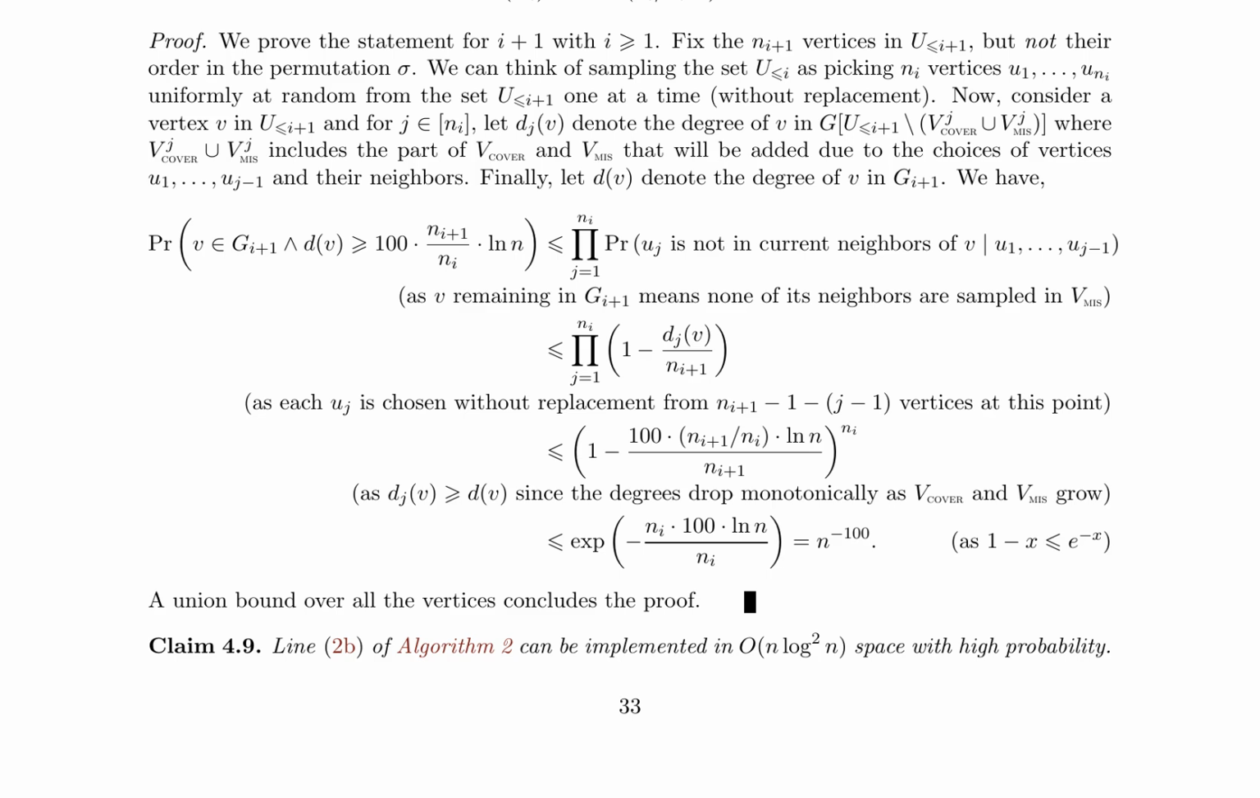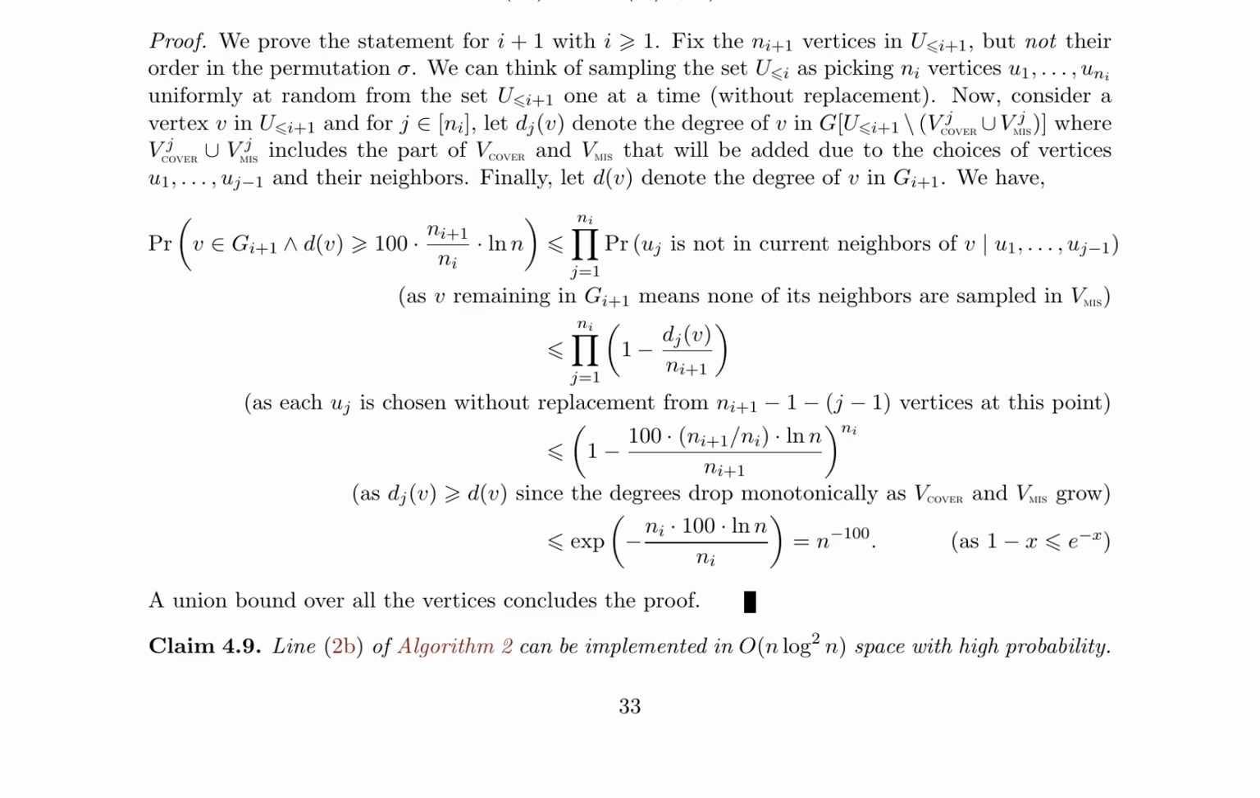The proof of lemma 4.8 involves fixing the N_{i+1} vertices in U_{≤i+1} and considering the sampling of the set U_{≤i} as picking Ni vertices uniformly at random from the set U_{≤i+1} at a time without replacement. The degree of a vertex v in G_{i+1} is denoted by d(v), and the probability of v remaining in G_{i+1} with degree at least 100 · N_{i+1}/N_i · ln n is bounded using a union bound over all vertices.